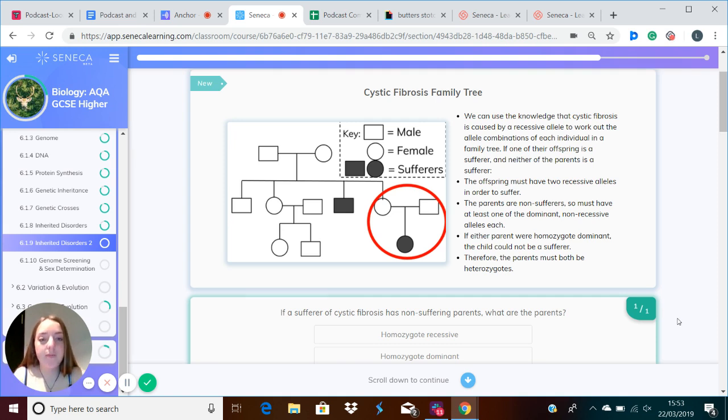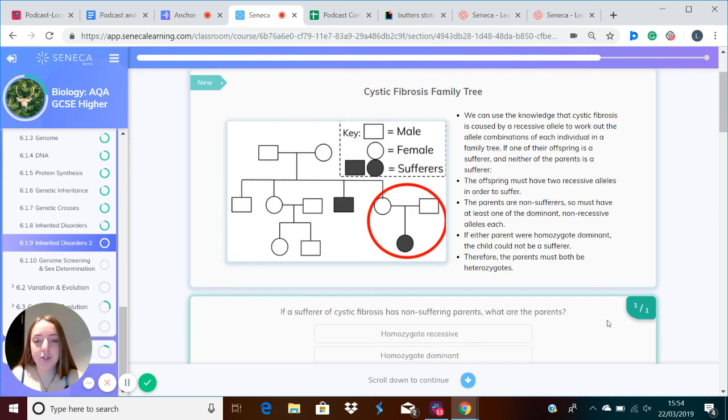If the parents are non-sufferers, they must at least have one of the dominant non-recessive alleles each. If either parent were homozygote dominant, which means they had two copies of the dominant allele, then the child would not be a sufferer, because they would have one of those copies from that parent. So we can work out that the parents must both be heterozygotes for the cystic fibrosis allele, which means they have one recessive and one dominant allele each.